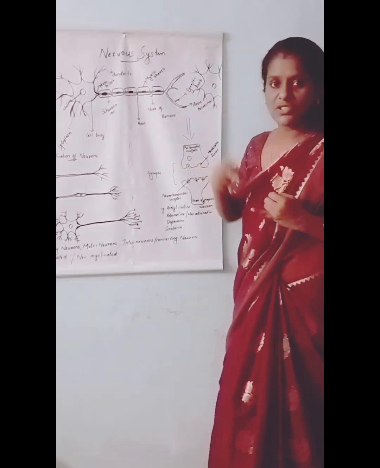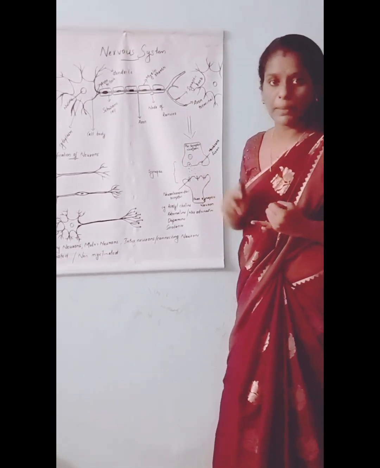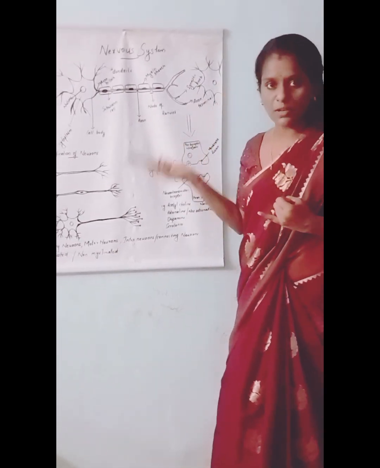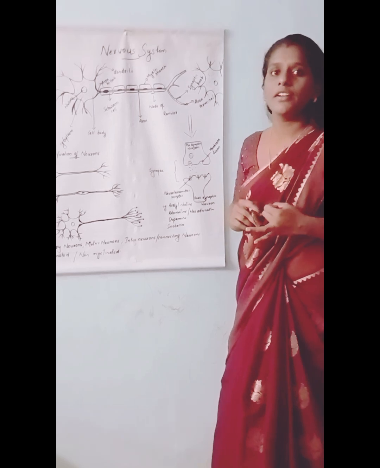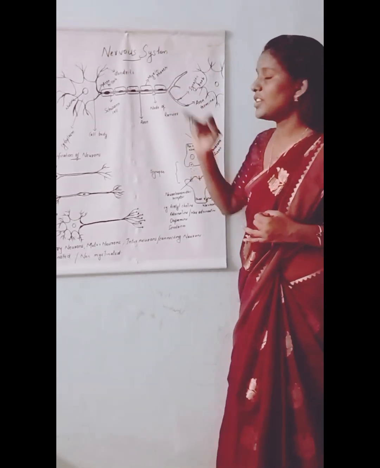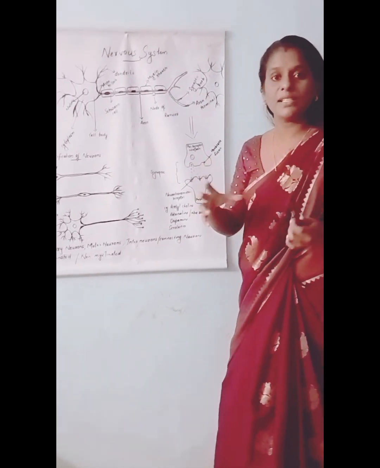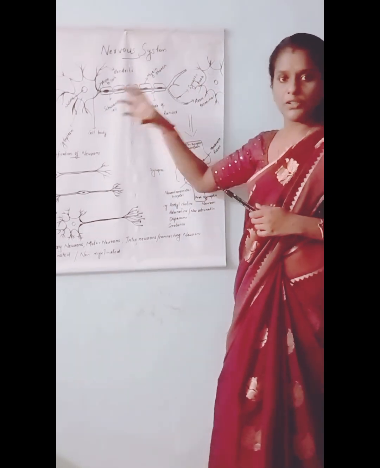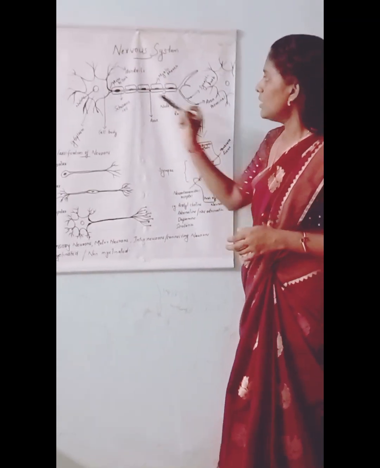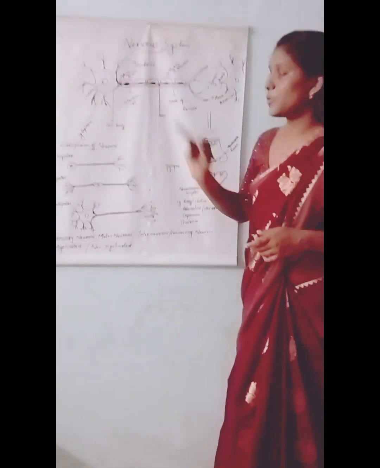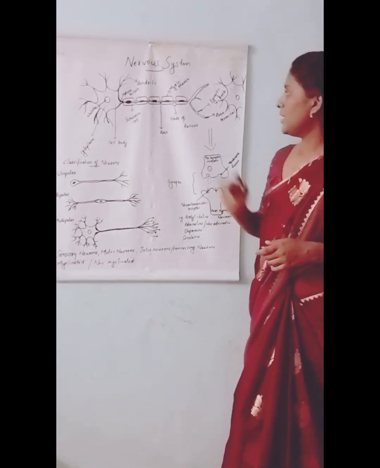Okay, if myelin sheath is present, it is called a myelinated neuron. If it is not present, it is called a non-myelinated neuron. So this myelin sheath helps to transmit impulses very fast through the neurons. Okay, and this myelin sheath is produced by the Schwann cell.